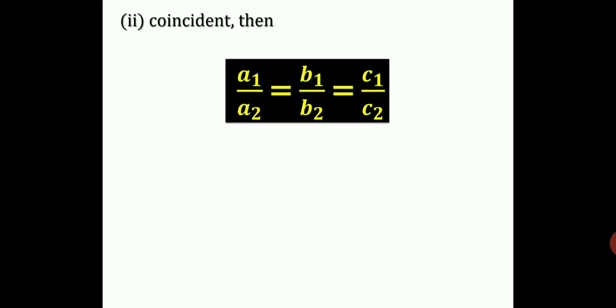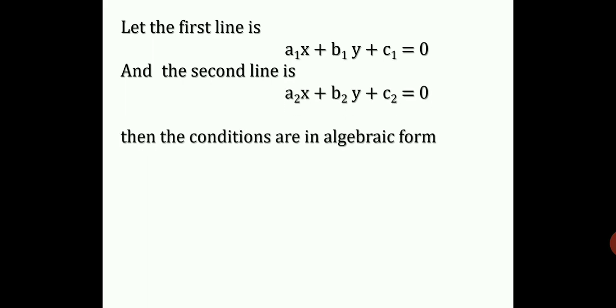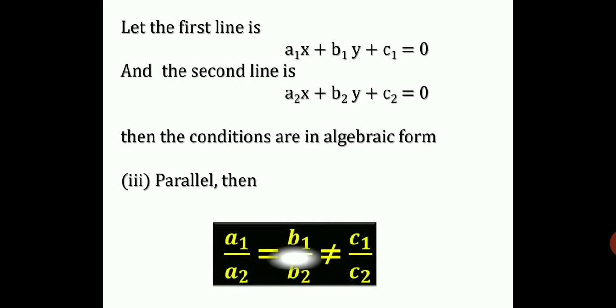And the third condition is, if the two lines are parallel, with first line a1x plus b1y plus c1 equals to 0 and second line a2x plus b2y plus c2 equals to 0, then their condition is: the ratio of x coefficients is equal to the ratio of y coefficients, but not equal to the ratio of constants. That is a1 by a2 is equal to b1 by b2, but not equal to c1 by c2. So this is called the condition of parallel lines.